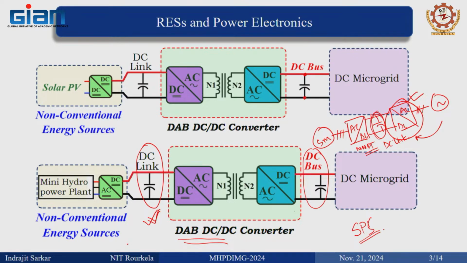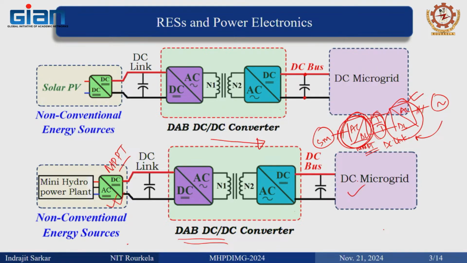Okay, that I will come to. Now, that means in this configuration, this converter will do MPPT. Then you have a DC-DC converter which will control the power flow, which will allow the maximum power to flow to the DC microgrid.